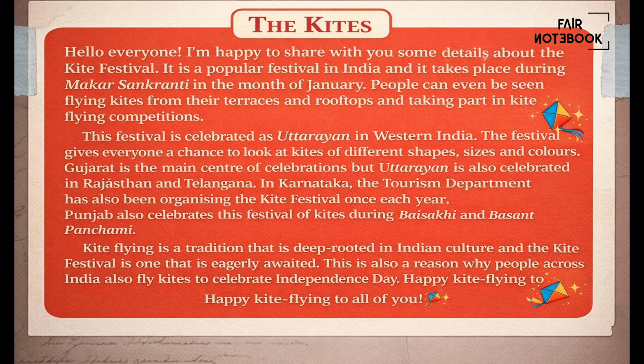This festival is celebrated as Uttarayan in western India. The festival gives everyone a chance to look at kites of different shapes, sizes and colors. Gujarat is the main center of celebrations, but Uttarayan is also celebrated in Rajasthan and Telangana. In Karnataka, the tourism department has also been organizing the kite festival once each year. Punjab also celebrates this festival of kites during Baisakhi and Basant Panchami.